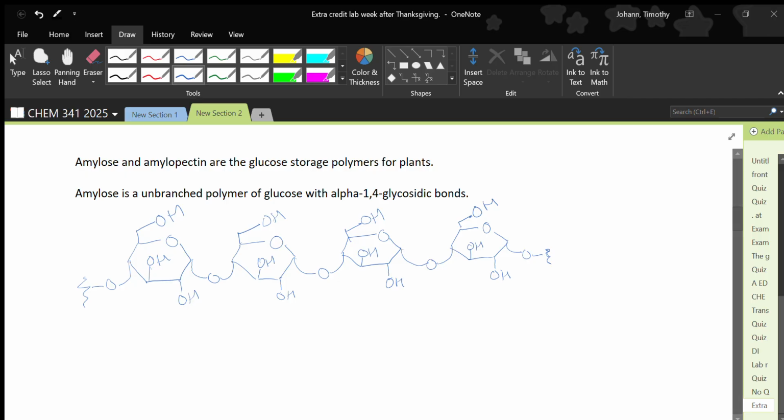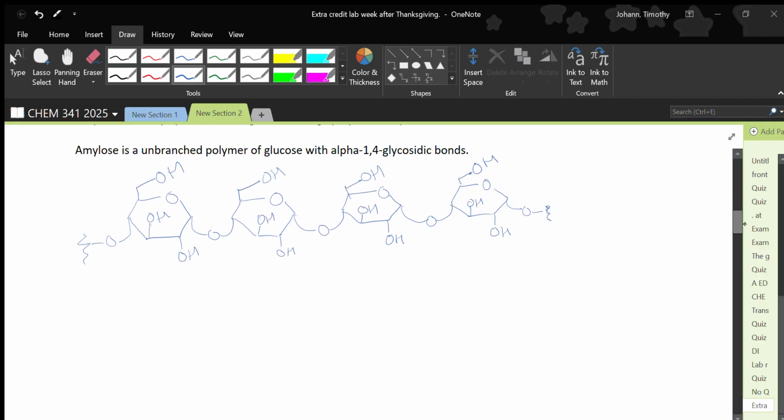Is it based on how many are in the polymer that makes it glycogen versus amylose versus amylopectin? Well, it's based on the branching. Glycogen branches, amylopectin branches. Glycogen and amylopectin branch a little bit differently, although you wouldn't draw the difference because you'd have to draw too many residues, and that would be your whole quiz or test.